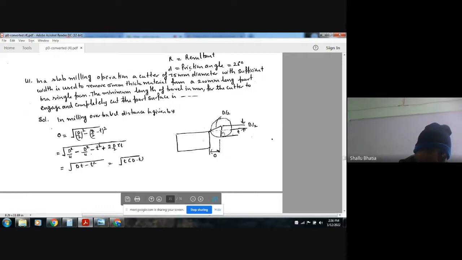So for the minimum length of travel, the cutter will start from here. First of all, it will travel this distance. This is d by 2, and this is d by 2 minus t. So it should be.